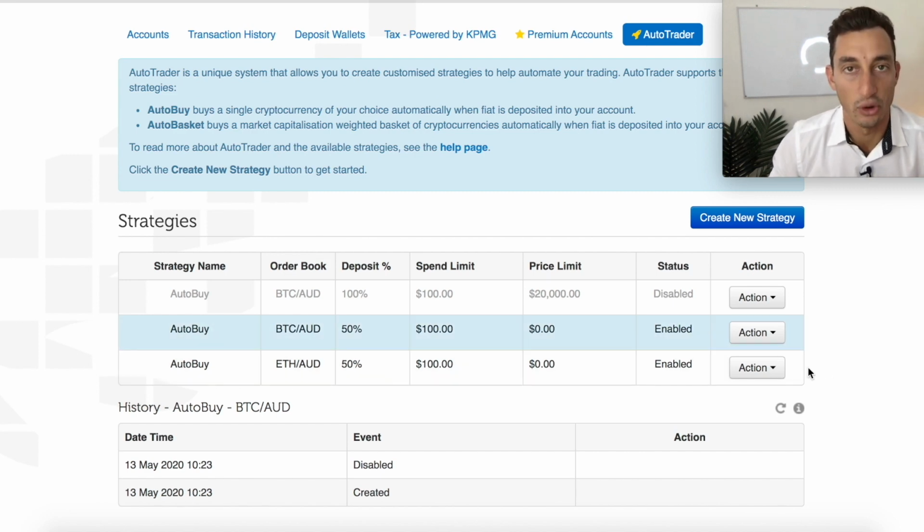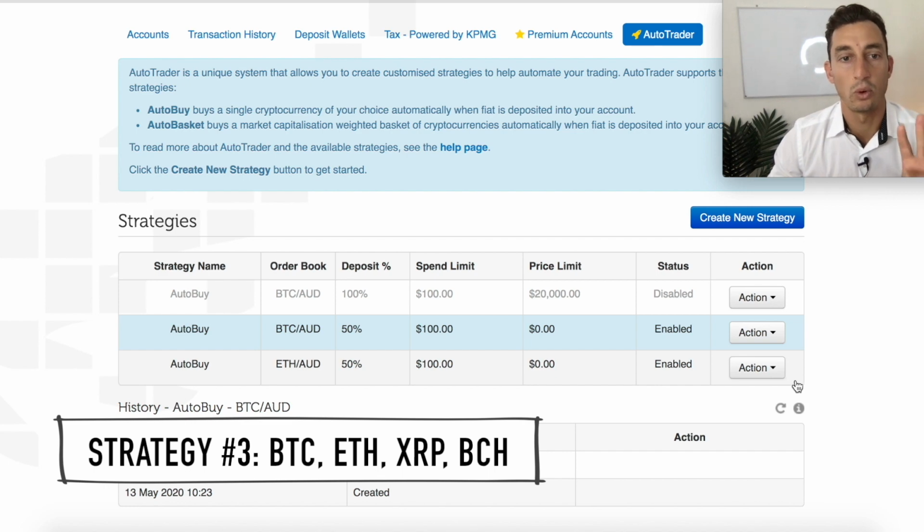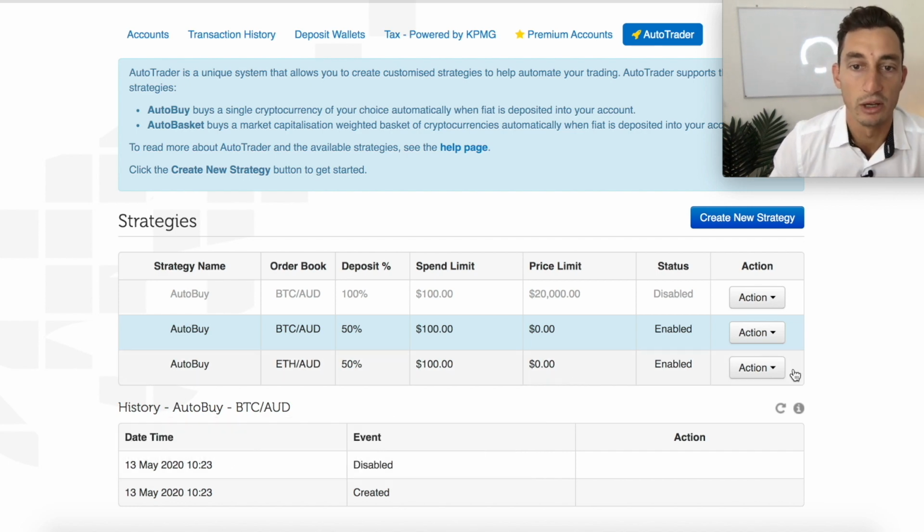Let's set up our third strategy, and that is a mixture of all 4 cryptocurrencies that we can buy on this platform with an auto buy.